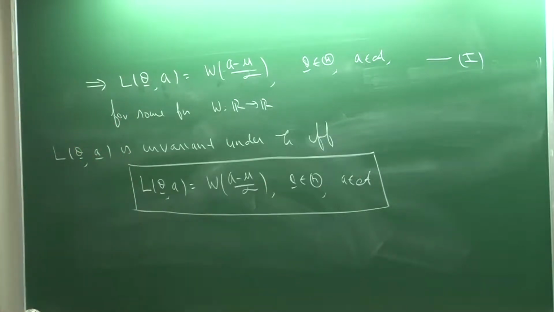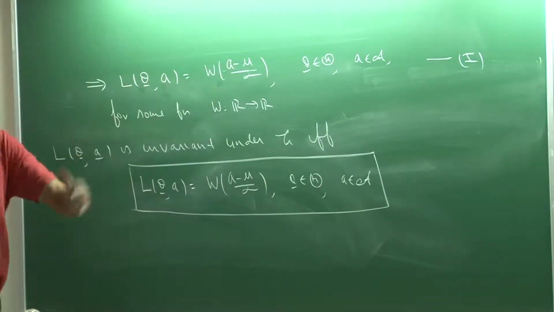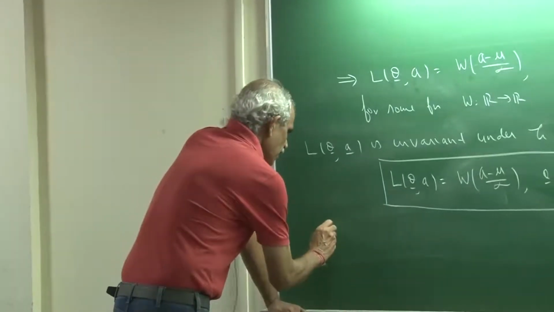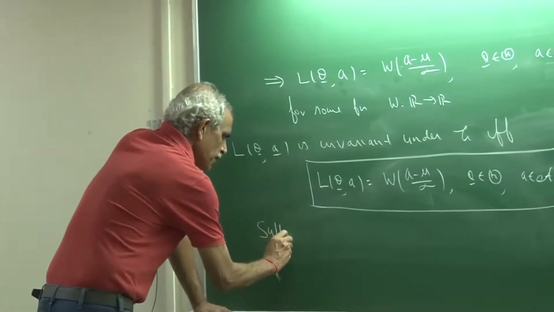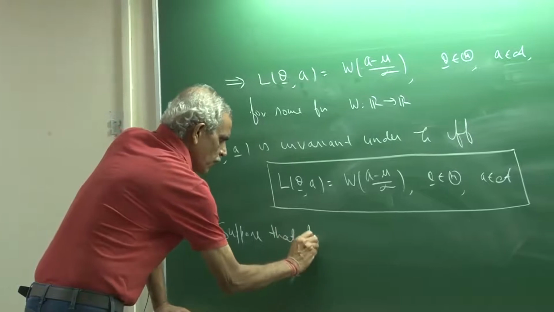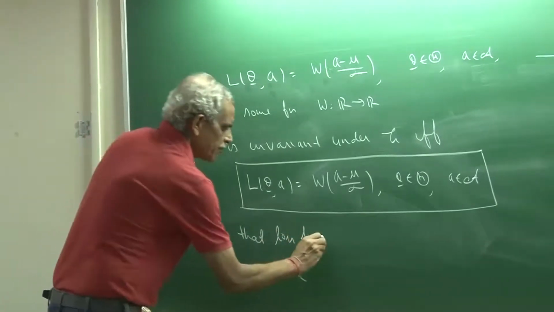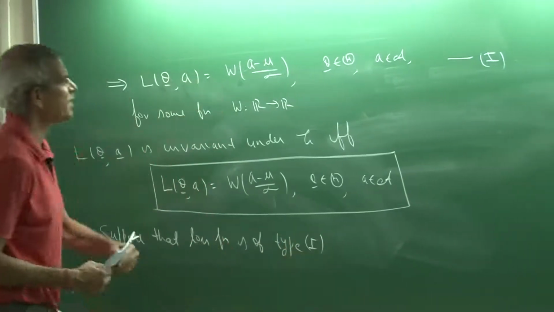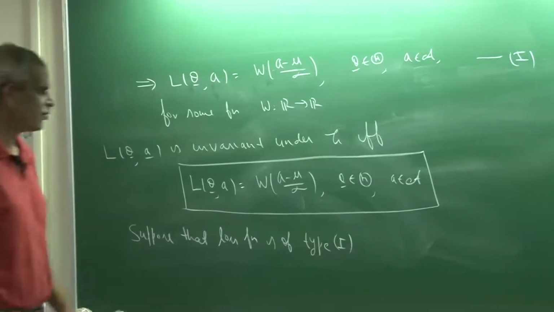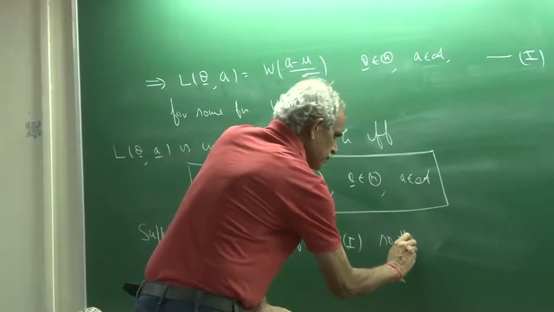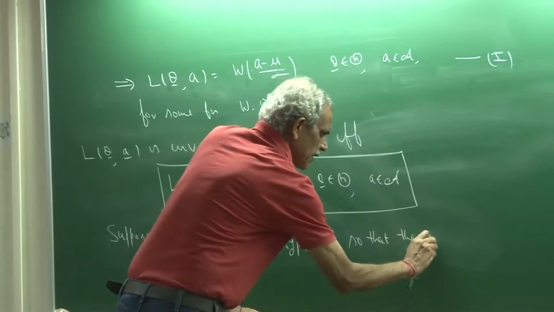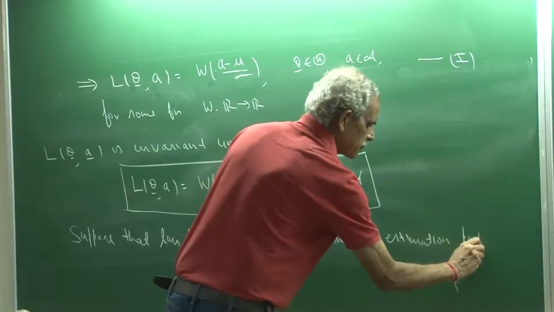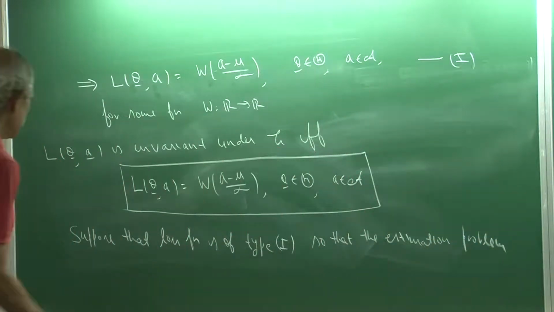So what I assume is my loss function is of type 1, so that the estimation problem at hand is invariant under G. So suppose that loss function is of type 1. So that means it is a function of A minus mu by sigma, so that the estimation problem is invariant under G.